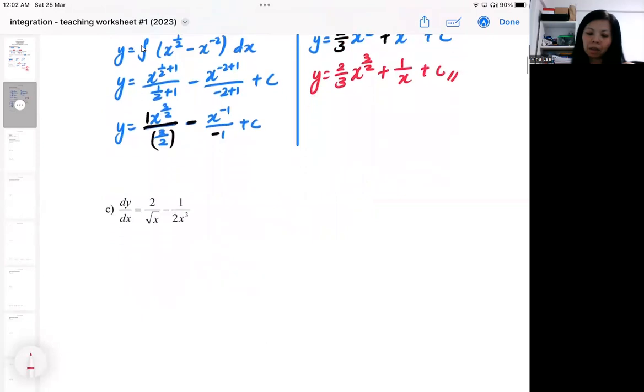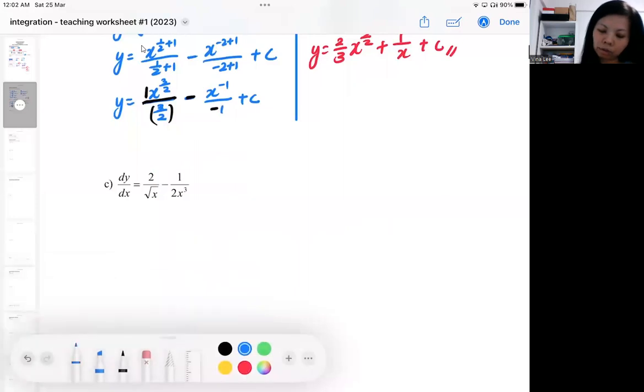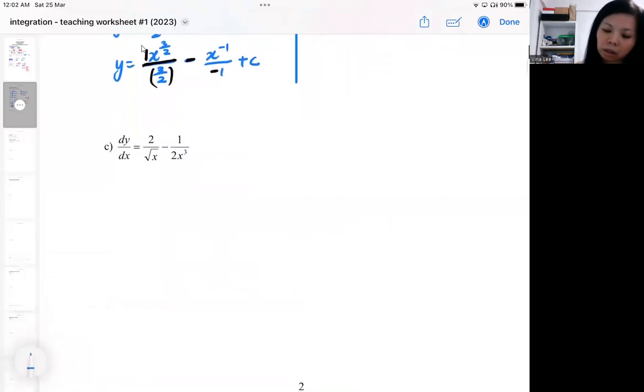Okay, so in part C, we still have more indices. Okay, so for some of you, if you're a little bit weak in indices, I hope by now you got used to it. You realize that differentiation, you keep using indices. So when it comes to integration, it's the same thing. And it's usually that few indices rule. So for example, here, square root is a half. Here, this is a half times the 1 over x cubed.